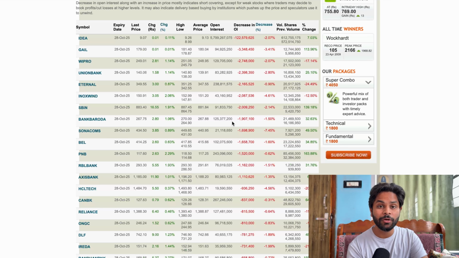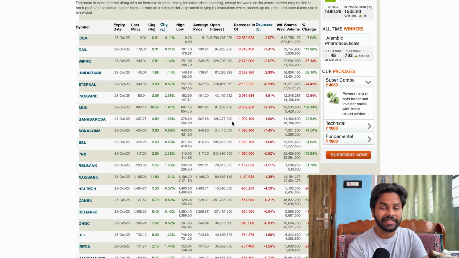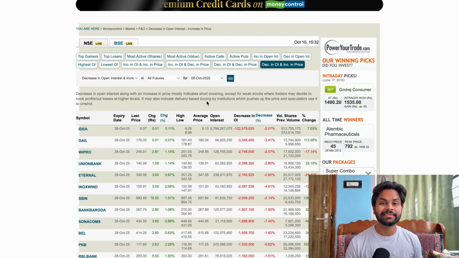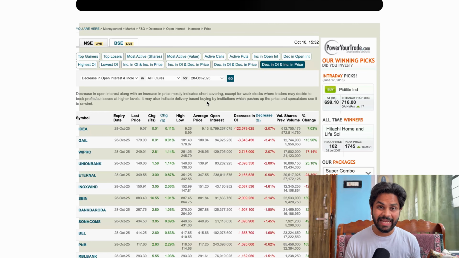It means people who have sold futures, or sold call options, or bought put options, are squaring off their positions. They don't believe that stocks will go downward from here. It can go up or it can be sideways, but not on the downside. So this is how I scan the market. This is how I scan the stocks.